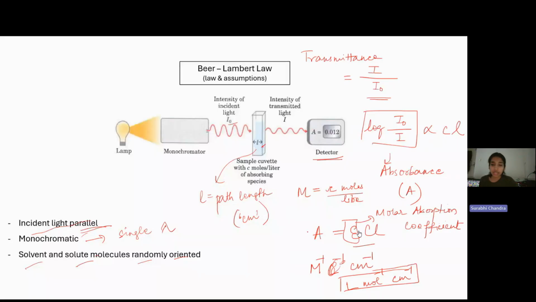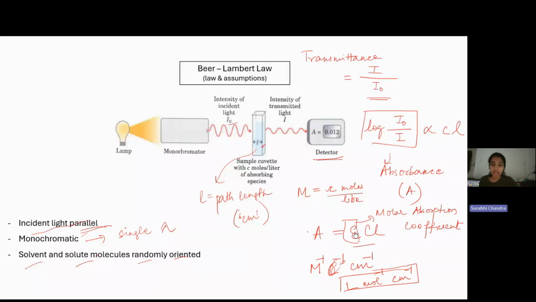Now this is a characteristic of every molecule. Suppose I am talking about insulin, then this will have a characteristic value for insulin, for hemoglobin, or whichever protein in question we are talking about, or in general nucleic acid, etc. And it is called the molar absorption coefficient.